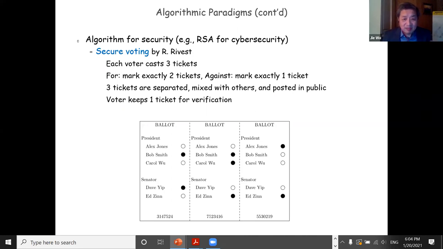So nowadays, the most challenging debate is about secure voting, right? And the problem with secure voting is: how do you know that when I vote, someone didn't change my vote? Then there's no way you can even verify, right? Because you put in your vote.